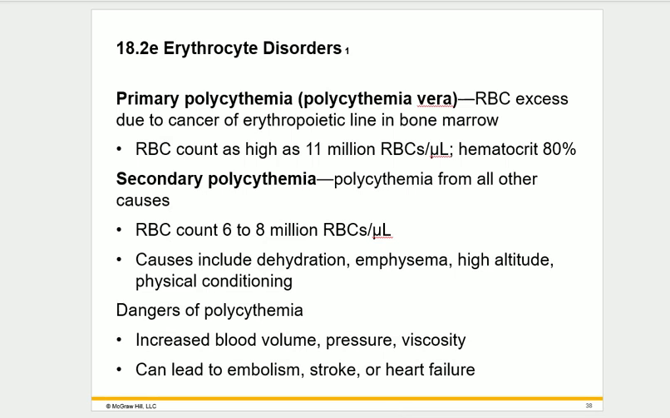So any imbalance between the rates of erythropoiesis and red blood cell destruction can produce either an excess of red blood cells or a deficiency of red blood cells. If we have too many red blood cells, it's called polycythemia. Conversely, if we have too few red blood cells, it's called anemia, which you're probably a little bit more familiar with.